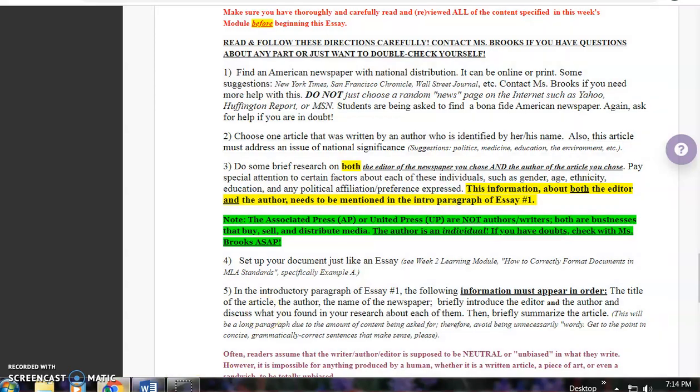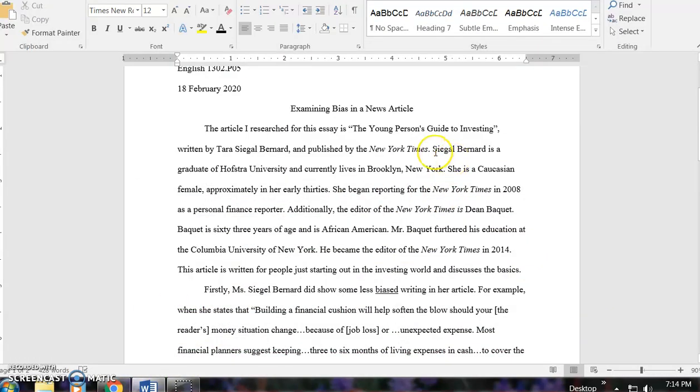You didn't have to talk about all of those things, but I wanted some kind of mention in it. So here we have the author is a graduate of Hofstra University, currently lives in Brooklyn. She's Caucasian. Okay, so white might play into what she writes and how she writes it. Female, obviously, because her name is Tara. And she's approximately in her early 30s.